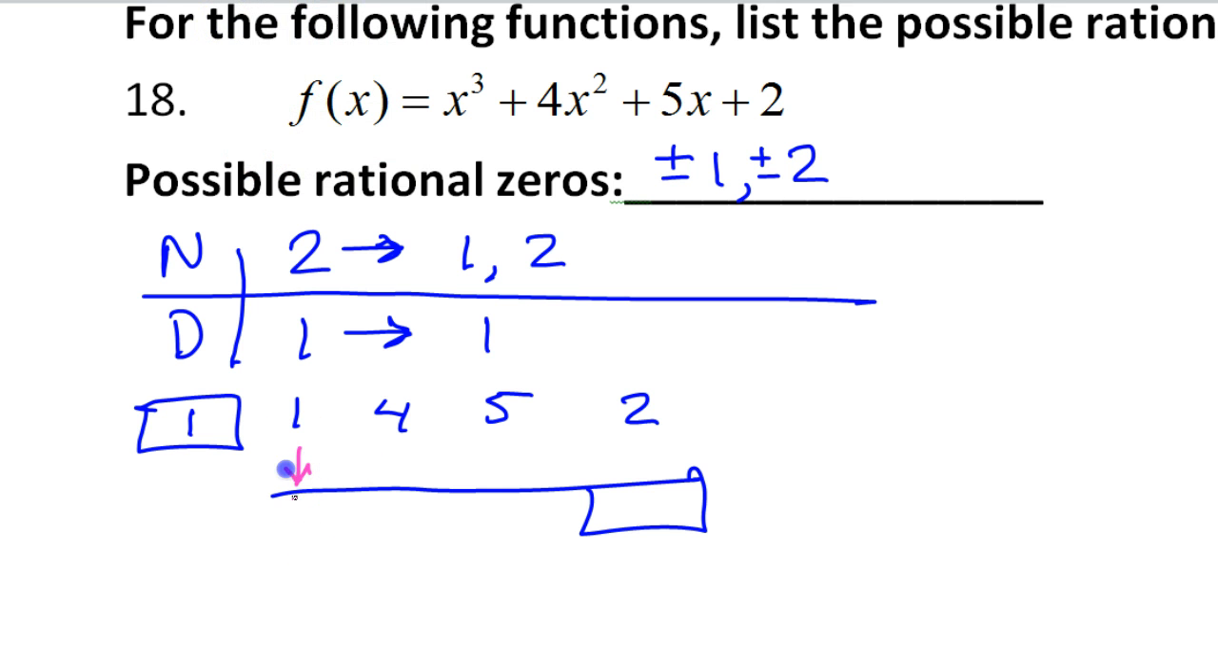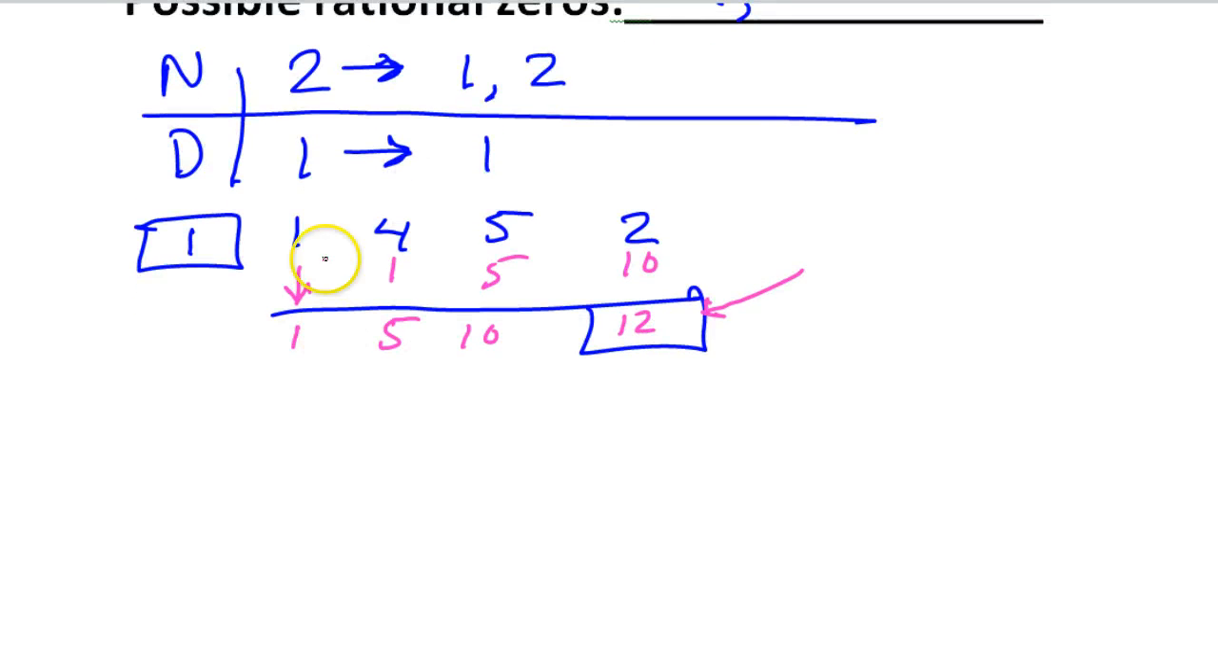Okay, so the first one you just bring it down. 1 times 1 is 1. That makes 5. 5 times 1 is 5. That's 10. 10 times 1 is 10. That's 12. What should happen here if it's a 0? If 1 is a 0 of the function, what should I get for the remainder? I should get 0. So 1 was not working. So I got to keep going.